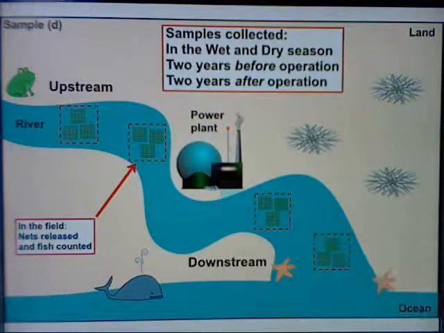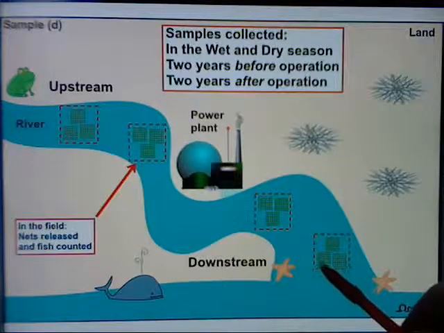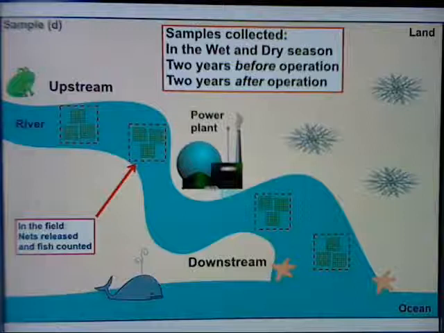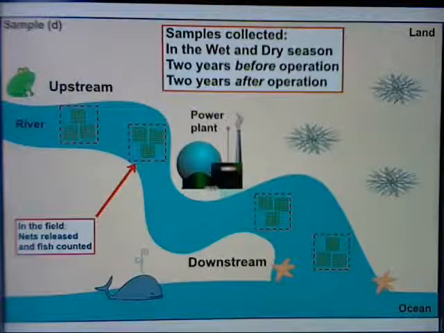In each location there are 2 sites sampled, 2 randomly located sites, and in each of those sites 3 pop nets are used to catch fish. So the nets are released, they pop up, catch the fish that are swimming there, the fish are counted and then either released or collected for further examination.